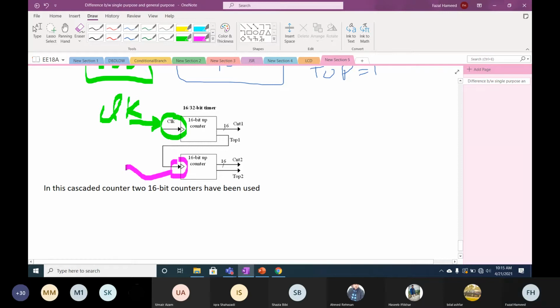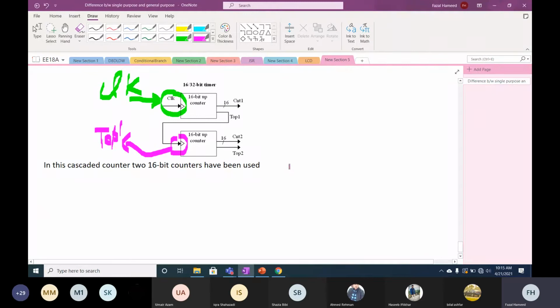It is on the output of counter 1. Yes, it's the output top. What is the name of it? Top one. So when top one is asserted, when top one is high, the second counter will start.